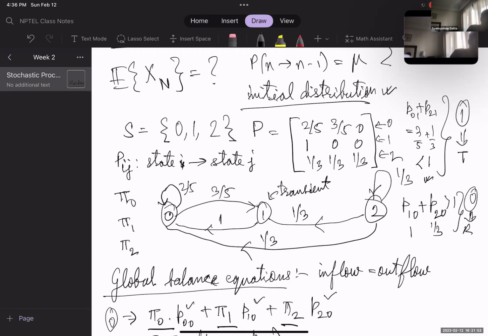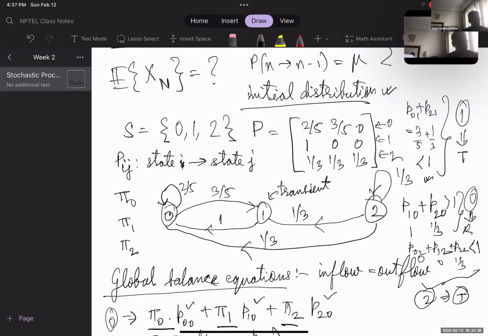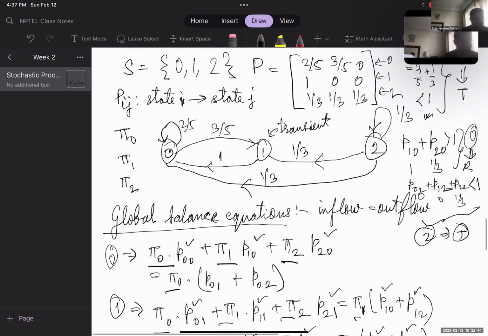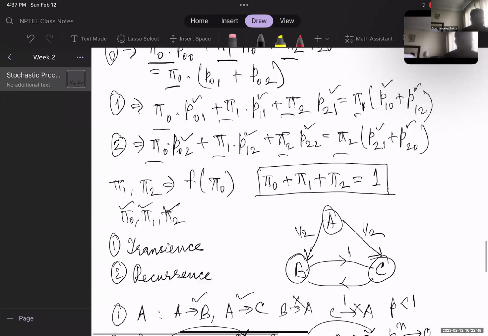And similarly, for 2, you can do the analysis again. P02 plus P12 is, I think, 0, because both of these are 0, right? So this is equal to 0, and then you have a bit of P22, then that's 1/3 anyway. So this is 0 and 0. So this is again less than 1. So I think 2 is also transient, right? That's what it looks like to me. That's kind of the rough idea of how to solve these kind of problems.